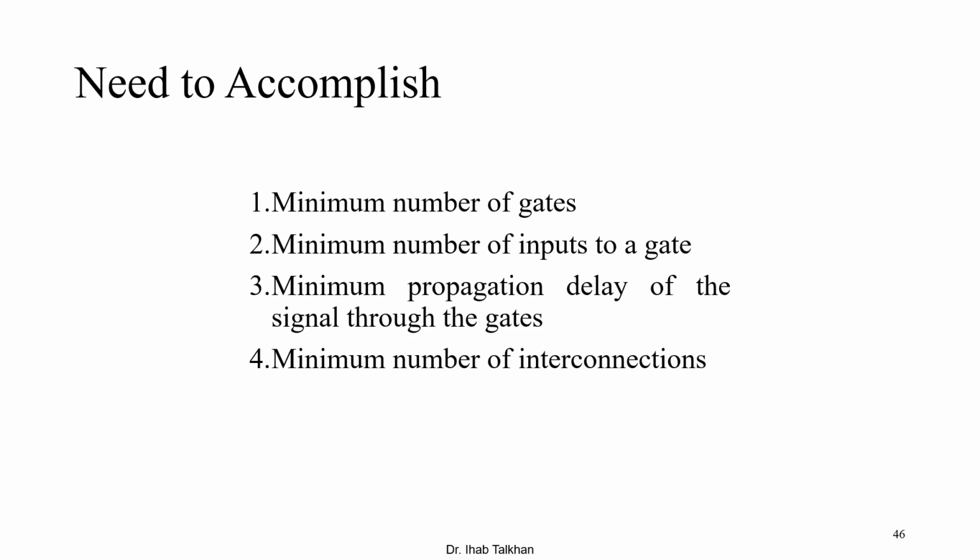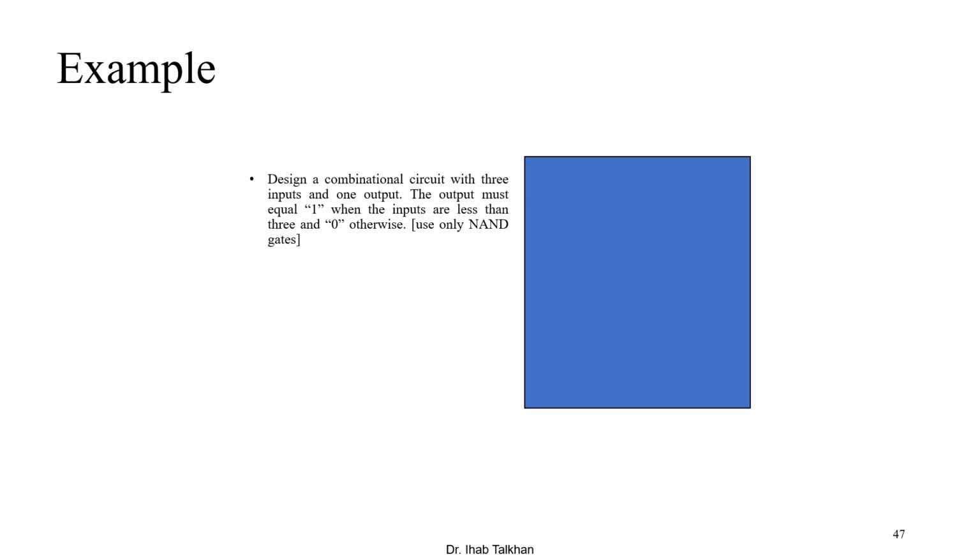Now let me go to example 2 and see what's going to happen in this example. I'm giving you a description of a certain function. Let us read it together. Design a combinational circuit with 3 inputs and 1 output. The output must equal 1 when the inputs are less than 3 and 0 otherwise. Use only NAND gates. Take care of these hints: use only NAND gates, which means you have to design with only NAND gates. Anyway, let us first analyze this circuit. This is the description here.